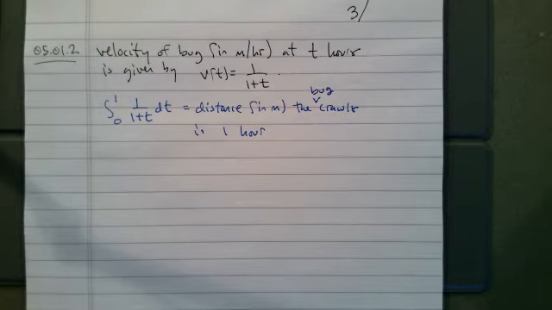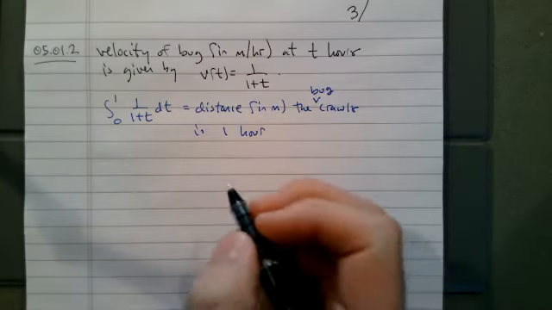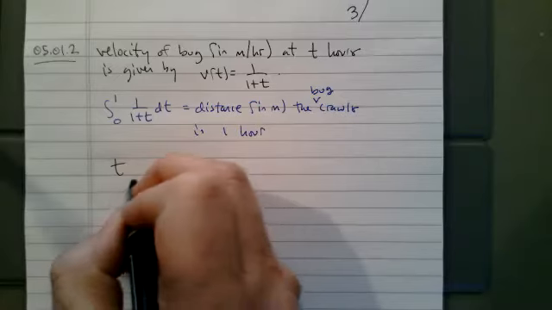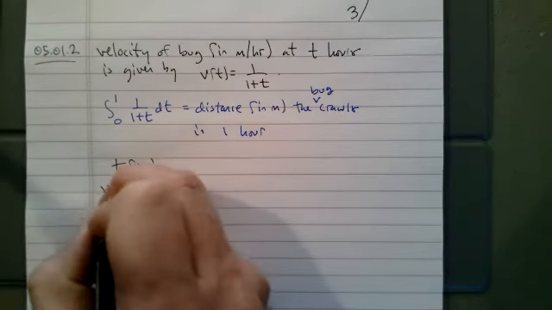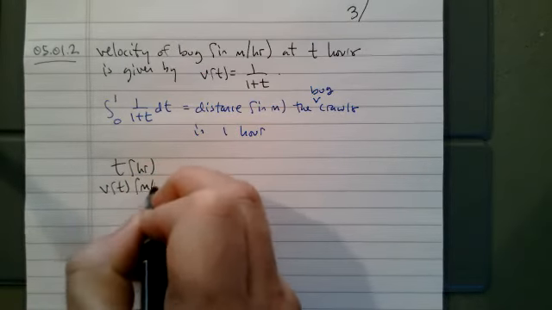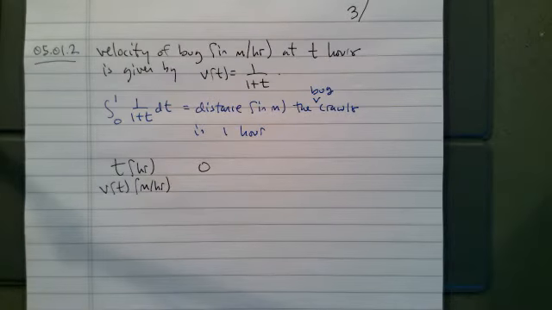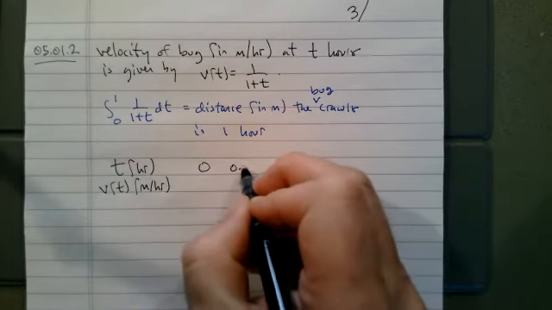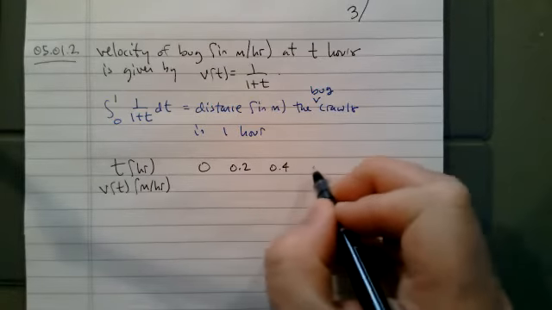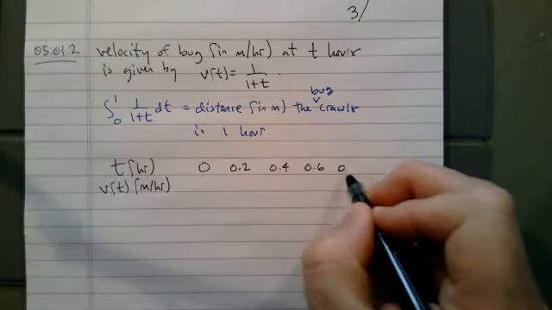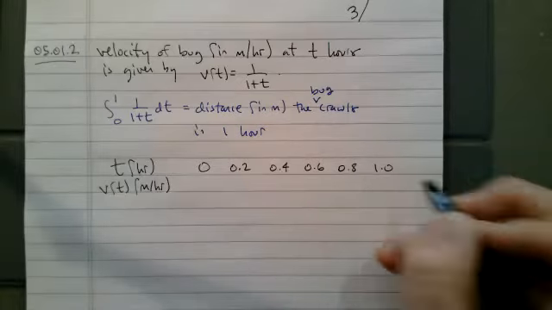We're told, rather than use the fundamental theorem of calculus, because technically in 5.1 we didn't know it yet, to use delta t as 0.2 to estimate the distance the bug crawls during this hour. So we're going to set up a table of values with t in hours and v of t in meters per hour, every 0.2 hours: 0.2, 0.4, 0.6, 0.8, and 1.